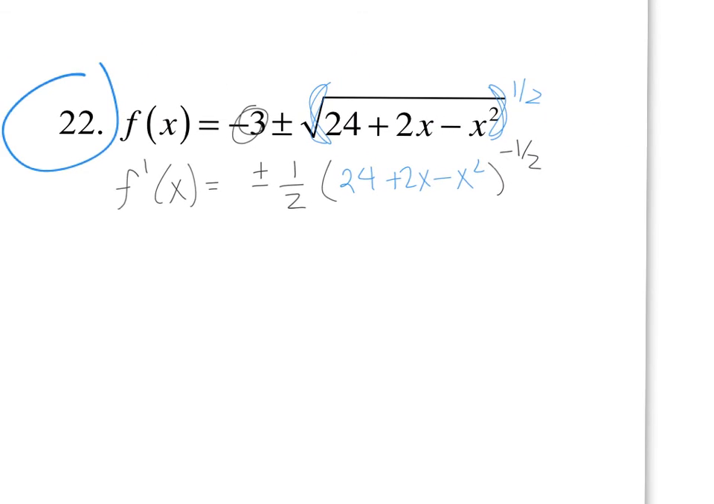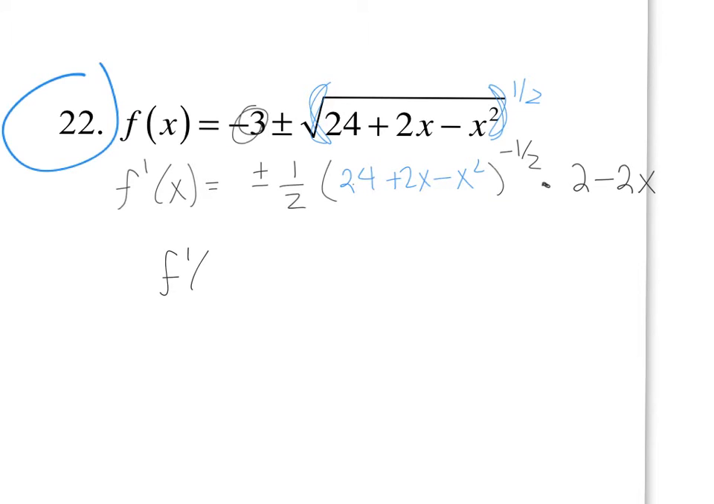So we did our d outer, now we want to do our d stuff. D outer, d stuff. Derivative of 24 is 0. Derivative of 2x is 2. 2, minus the derivative of x squared, which is 2x. We didn't do a chain rule to get this derivative. We just did straight up simple power rules. So that's that. Now we want to just clean this up.